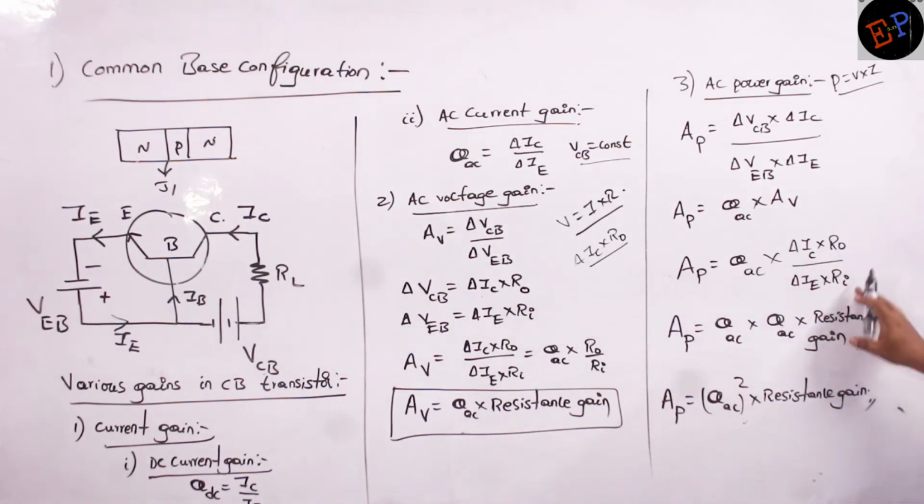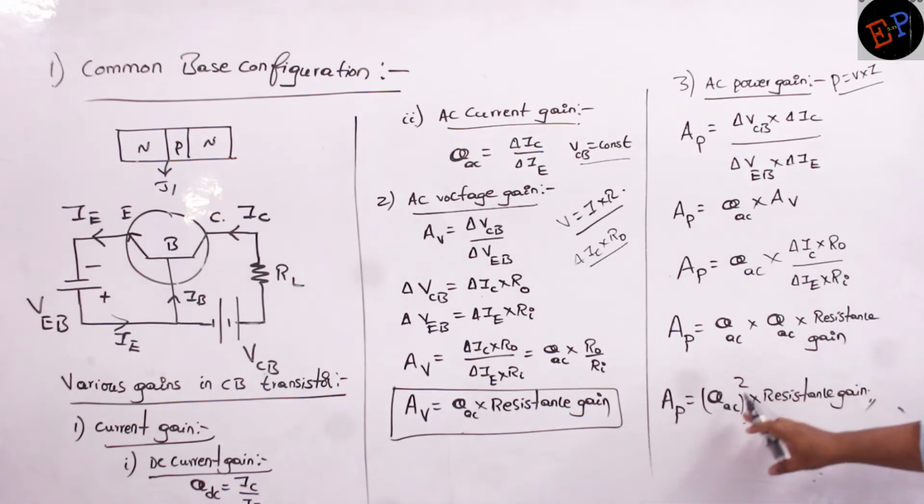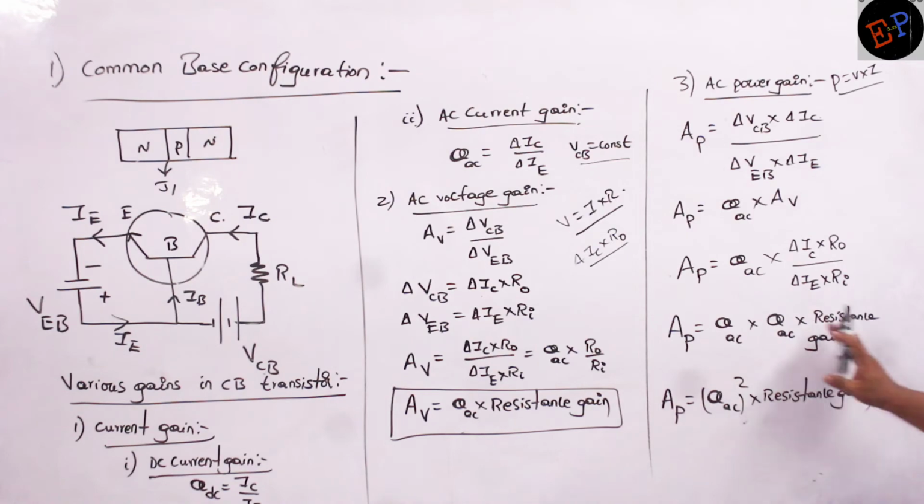So that value I am writing here again. Therefore alpha into alpha, alpha square multiplied by resistance gain. So this is the equation for power gain.